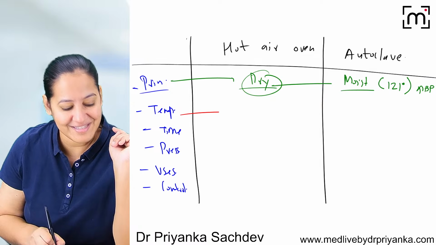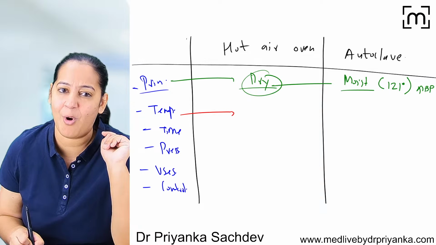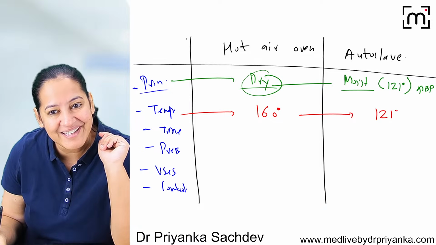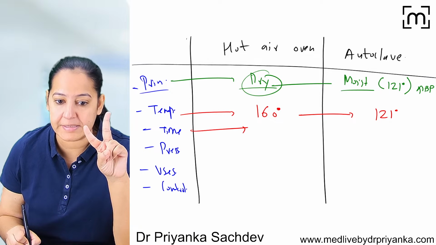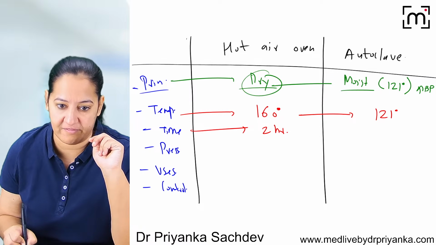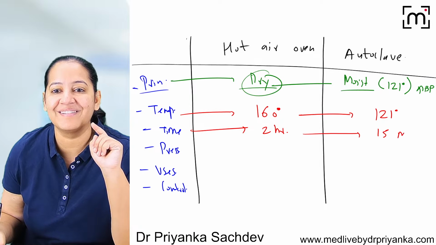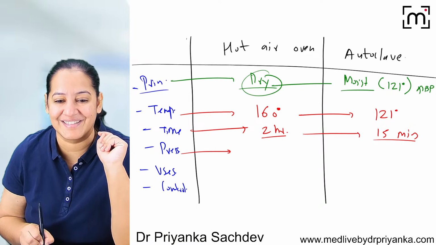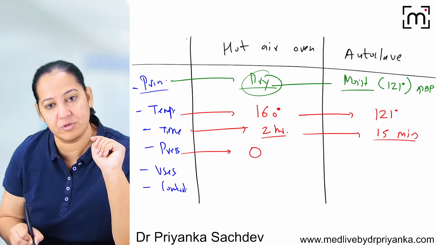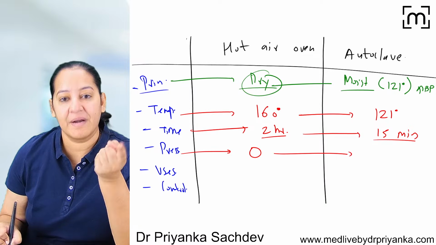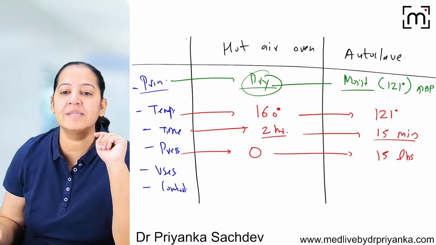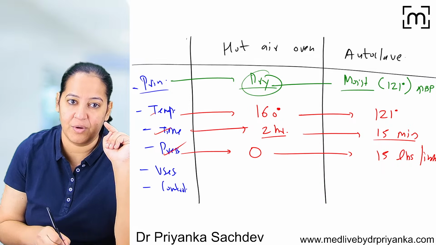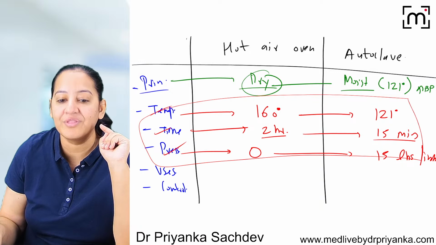Tell me the temperature. What is the temperature here? Quick now, you people don't respond. 160 degree. What's the temperature here? 121 degree. What is the time here? 2 hours. You can say 120 minute or 2 hour, whatever. Here only 15 minute. So you can learn here 120 minute, here 15 minute. What is the pressure? No additional pressure, only atmospheric pressure. Additional is zero. But here we require additional 15 pounds per inch square. So please see the temperature, time and pressure. You get many questions on that.